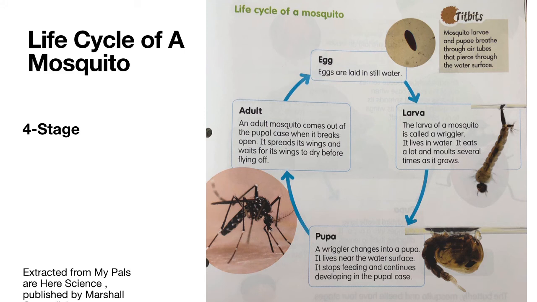It lives near the water surface, stops feeding, continues to develop in the pupa case, and finally, when it's ready, an adult mosquito will come out of the pupa case. When it breaks open, it spreads its wings and waits for its wings to dry before flying off to become a full-grown adult mosquito.